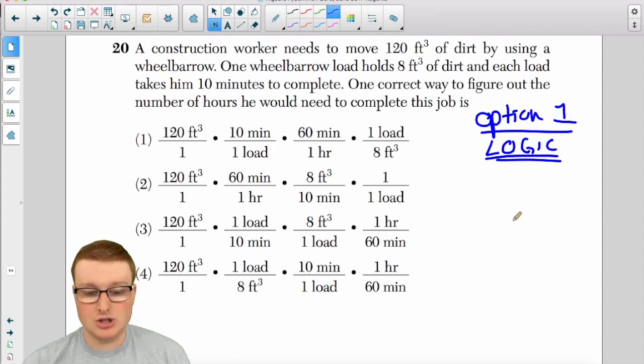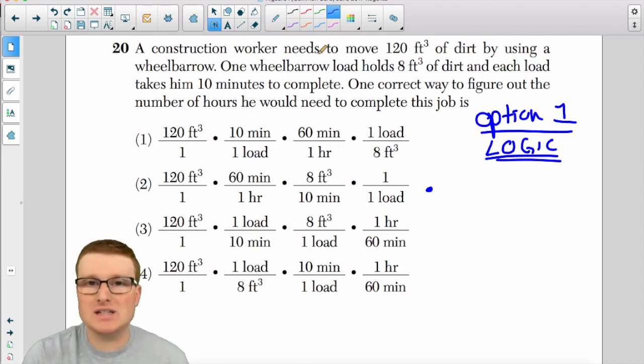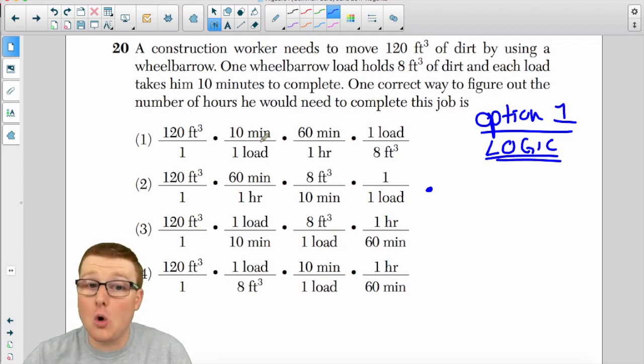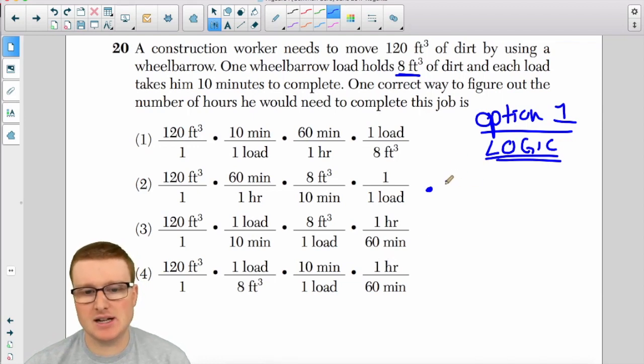Okay? So here's the thing. A construction worker needs to move 120 cubic feet of dirt. One wheelbarrow only holds 8 cubic feet. So the first thing that you should think of doing is, all right, take 120 cubic feet and divide it by 8 cubic feet.